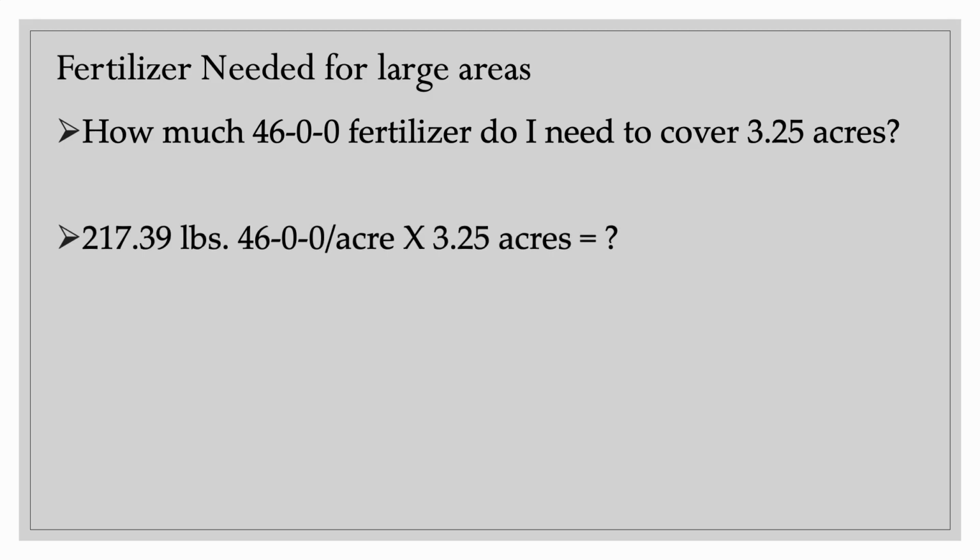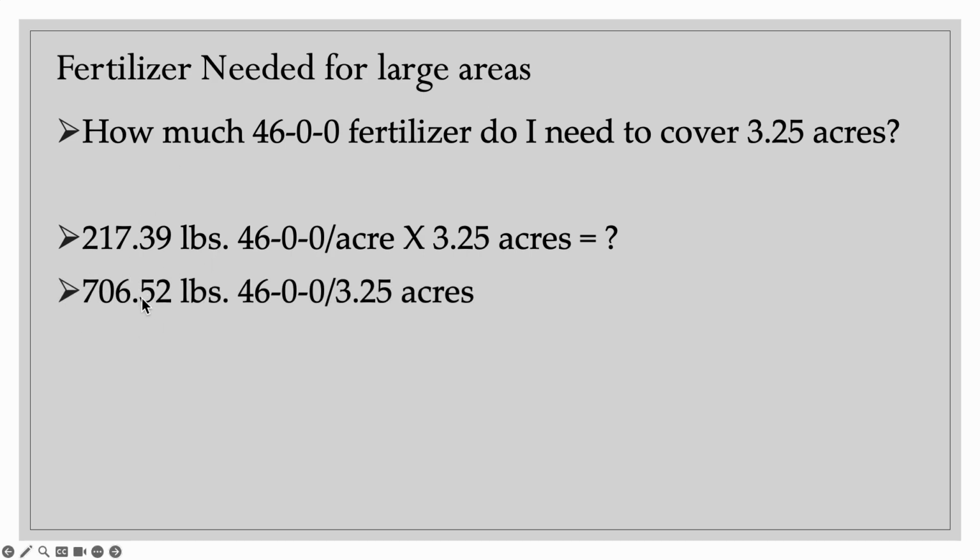So if we know we need 217.4 pounds for 1 acre, we would just multiply that times 3.25 acres. And when we do that math, we find that we need about 706.52 pounds for this 3.25 acre field.